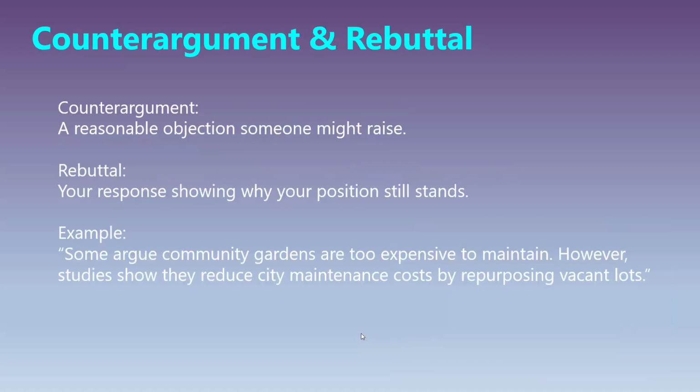From there, we go on to the counter argument, and you'll be looking at this closer in the weeks to come, and your rebuttal. But it's important to be thinking of that, and you can do that in the outline. For example, some argue community gardens are too expensive. However, studies show they reduce city maintenance costs by repurposing vacant lots. So there's a counter argument and a rebuttal.